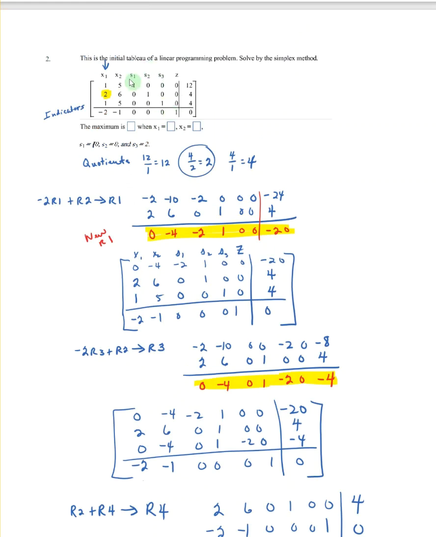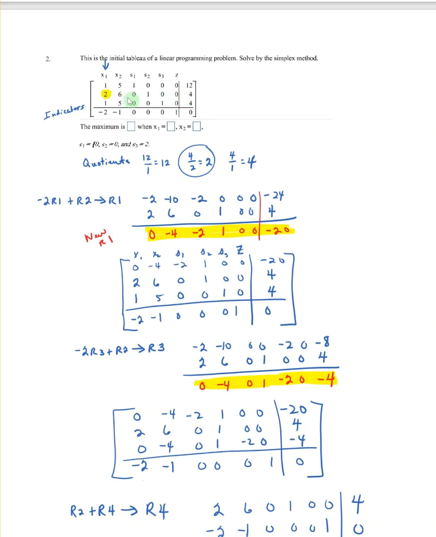All right, number 2, they give us the initial tableau and say solve by the simplex method. Same idea. So here's my indicators, and the most negative one is negative 2. So I do the quotients of these parameters in that column. I've got 12 divided by 1, I've got 4 divided by 2, and 4 divided by 1. The smallest of those quotients is the 2, so that's where I'm going to pivot.